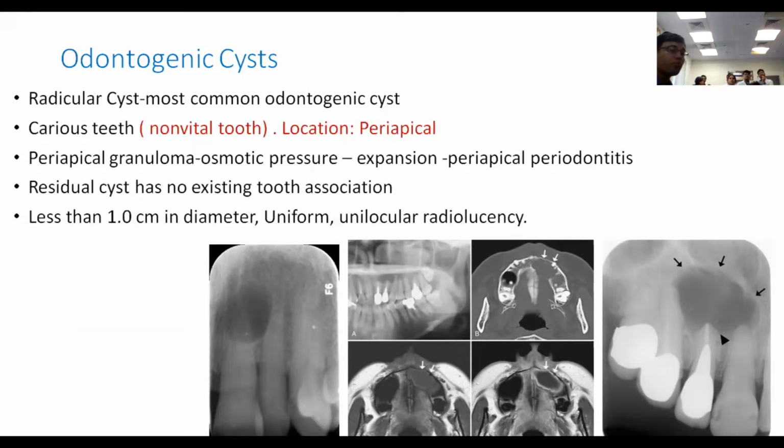So the most important information is that the tooth is not vital. There is something which is already fractured or already carious, but it is almost a dead tooth. Location. So always remember this has to be there. The history of caries should be there. The location you know by looking at the radiograph, and because the granuloma will exert an osmotic pressure.